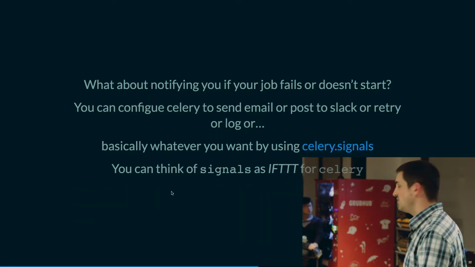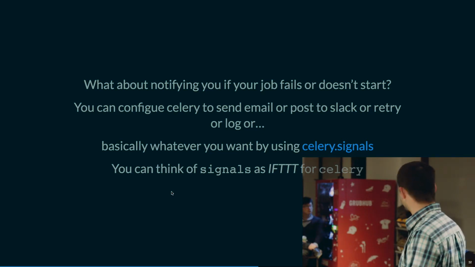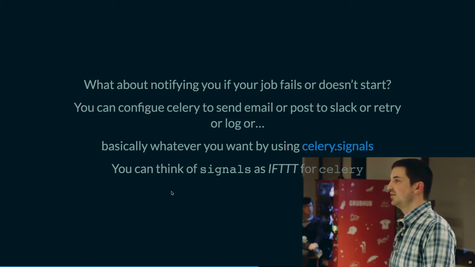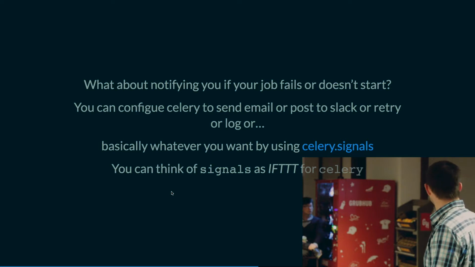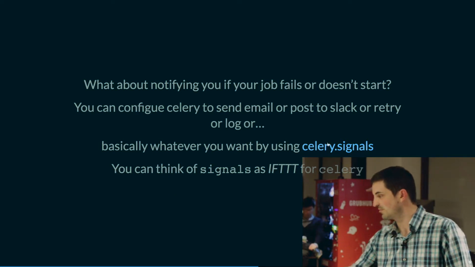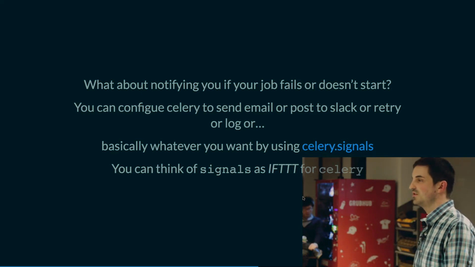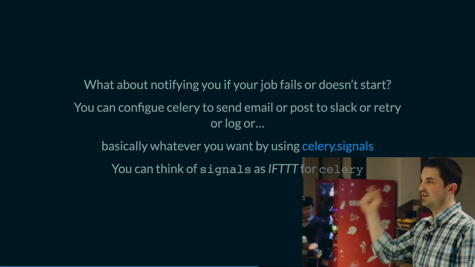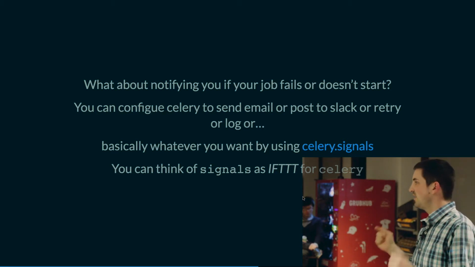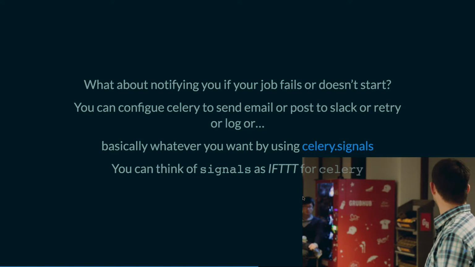Cool. So one thing I didn't talk about: what if your job fails? What if your job doesn't run? Well, Celery has this cool thing called signals. Signals are kind of like the if-this-then-that for Celery. There's a whole bunch of them, linked here if you want to go check them out. But you can say, run this thing before the task starts, saying, hey, your task is about to start. Run this thing when the task ends, saying, hey, your thing ended. And that can be an email, a post to Slack, a text message, or call my mom and tell her I'm okay, whatever you want it to be.